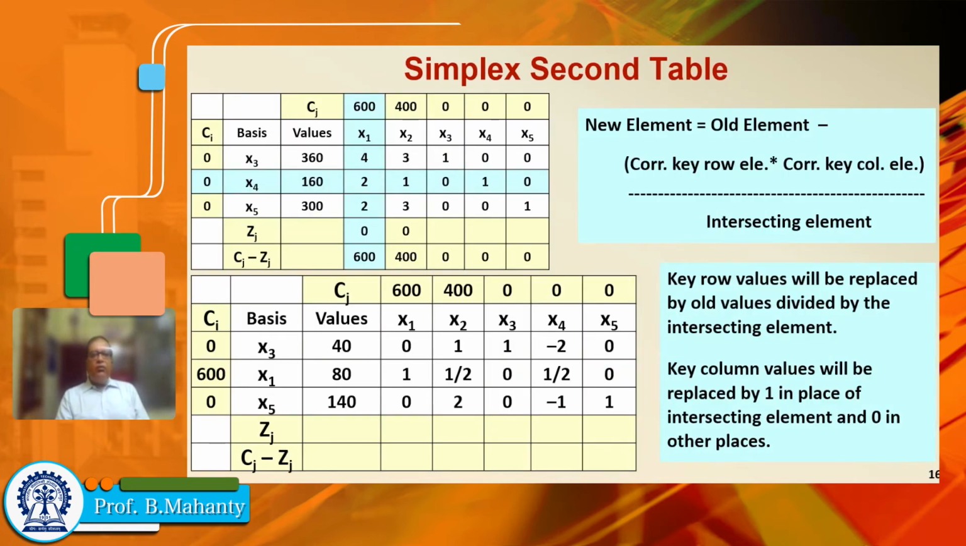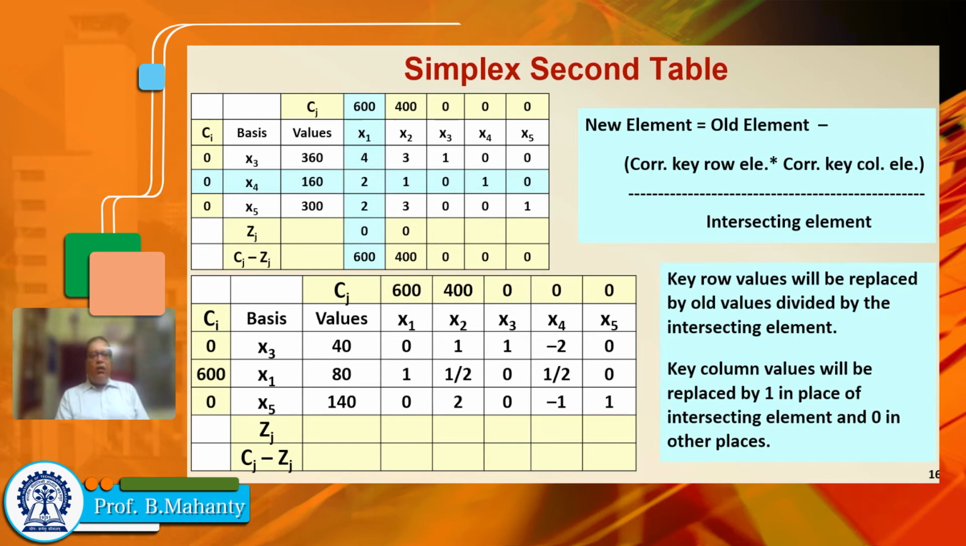So this is how the formula will go. So the formula is written here once again. So this is how the key row value is. First of all, these are changed first. See that x4 is now replaced by x1 is the first thing to do. And then these 160 has become 80 because the intersecting element is 2, and we are dividing the key row elements by the intersecting element. So this has become 80, this has become 1, this has become half, this has become 0, this has become half, and this has become 0. So that is the key row is computed.